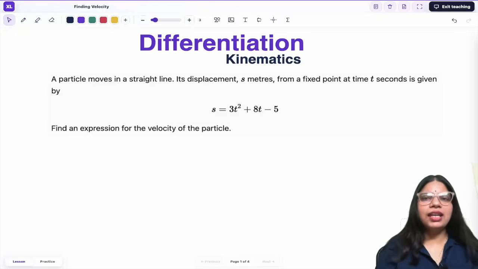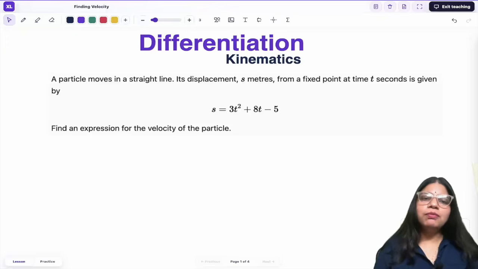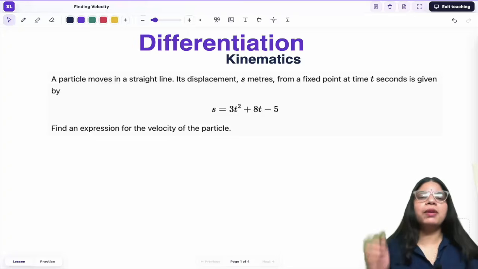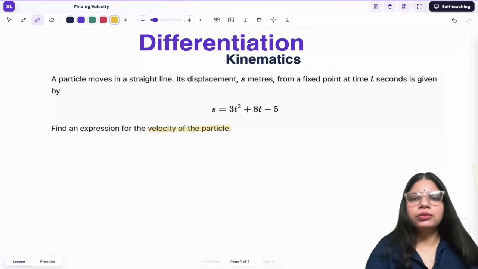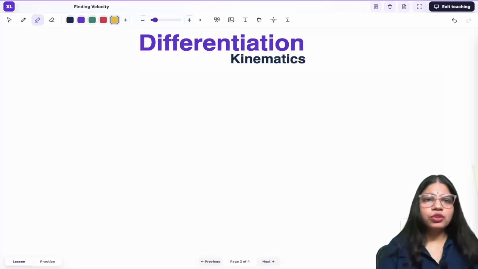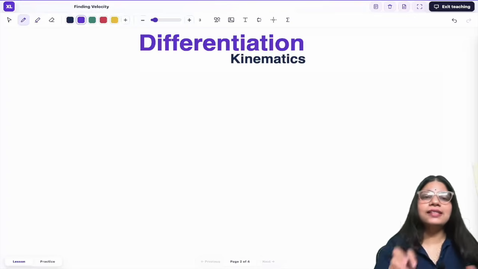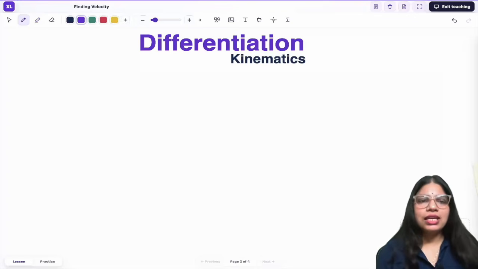We are starting kinematics, and this is the first session of kinematics. A particle moves in a straight line, its displacement is given to us, and we must find the expression for the velocity of the particle. So first thing we are going to be learning is understanding what each thing is.